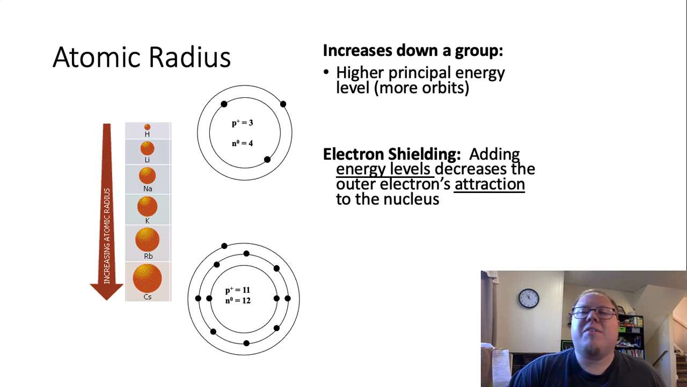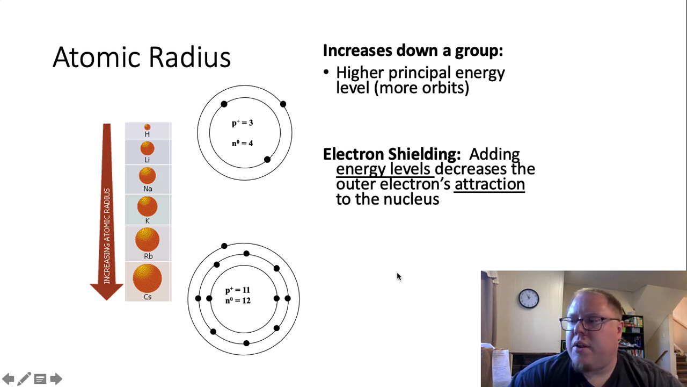All right? Now there is something here called electron shielding. As you add orbits, as you add these energy levels, it actually decreases the outer electron's attraction to the nucleus. Okay? So this outer electron here is being attracted to the nucleus. And although there are more protons in here attracting it, this one has 11 protons, it has 2 orbits in its way. 2 orbits of electrons kind of shielding it from being attracted to those protons.